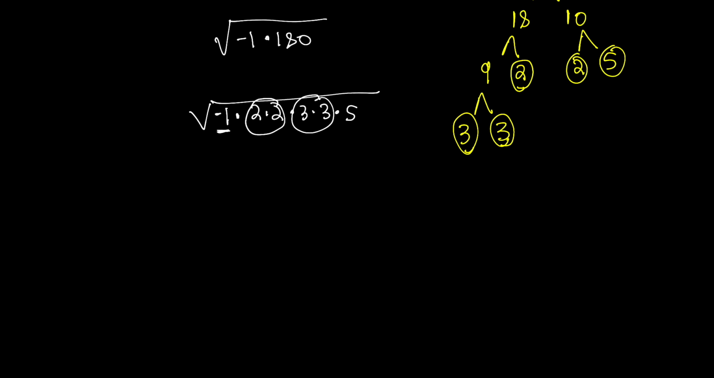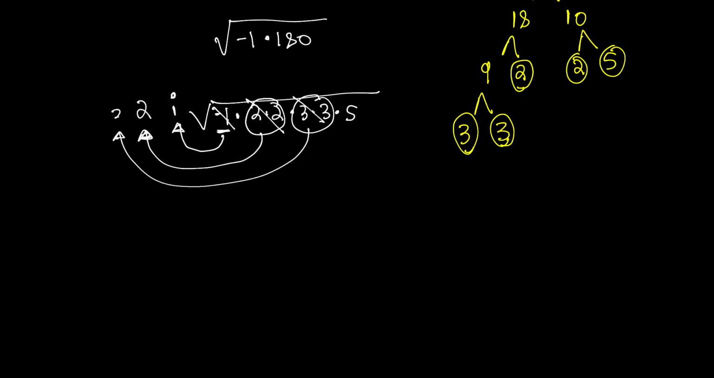Also recall that the square root of negative 1 is going to be i. So the negative 1 is going to cancel out, and outside I can get the value i. The 2's are going to cancel out, so I get one of that quantity outside of the square root. The same thing's going to happen with the 3's.